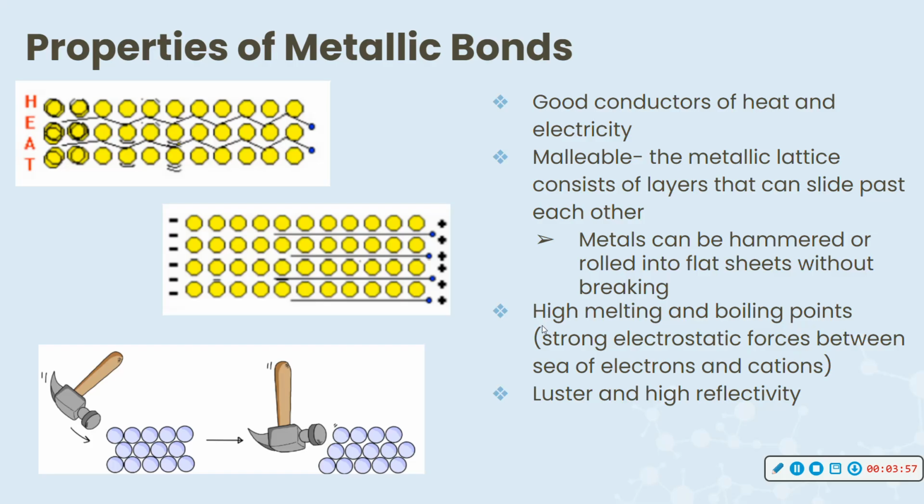Now, other properties of metals is they're going to have high melting points and boiling points, and that's because of the strong electrostatic forces between the sea of negative electrons and these positive cations. And then they're also going to have high luster, meaning they're going to be really shiny, and they're going to be able to reflect.